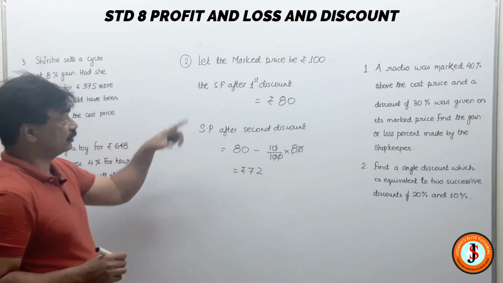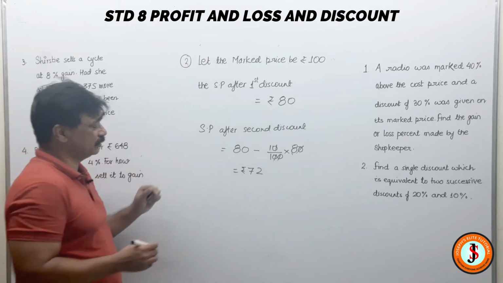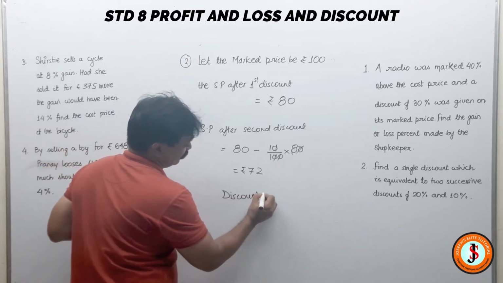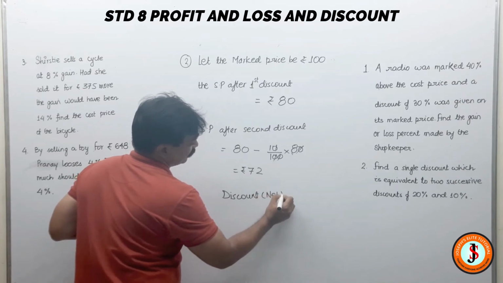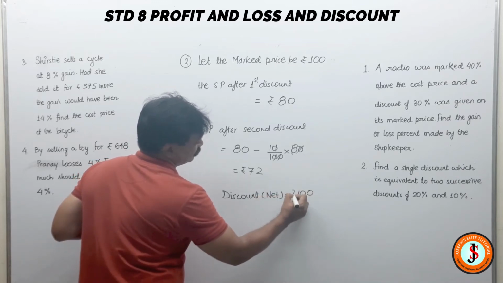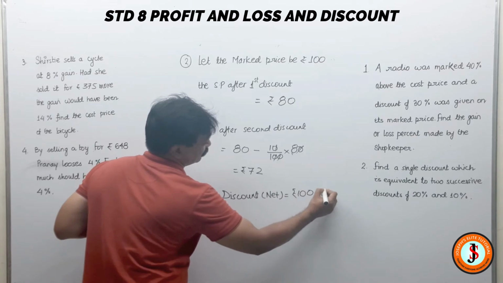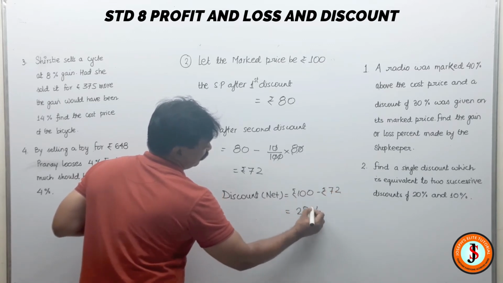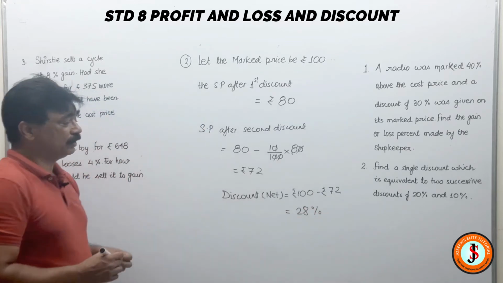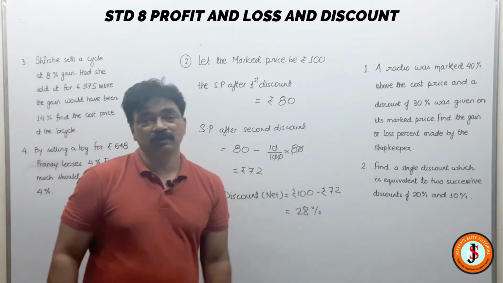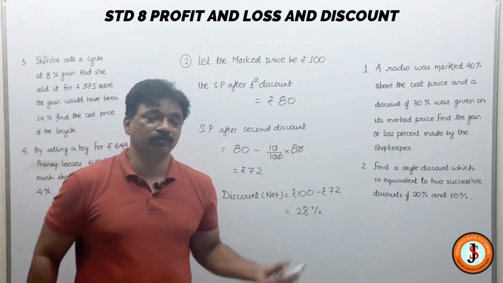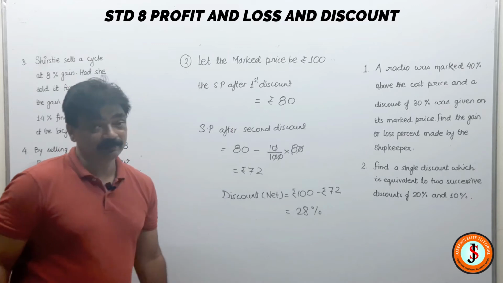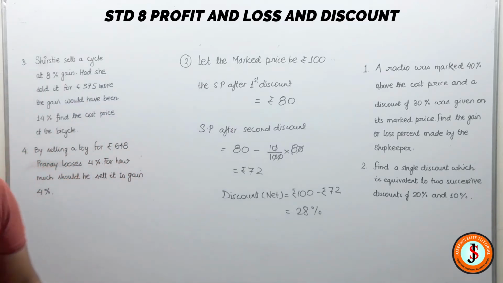So what is the final net discount? The CP was 100 and you are selling it for 72 rupees. That means you are giving actually a discount of 28%. It appears on first glance to the buyer as 30%. So this is done.